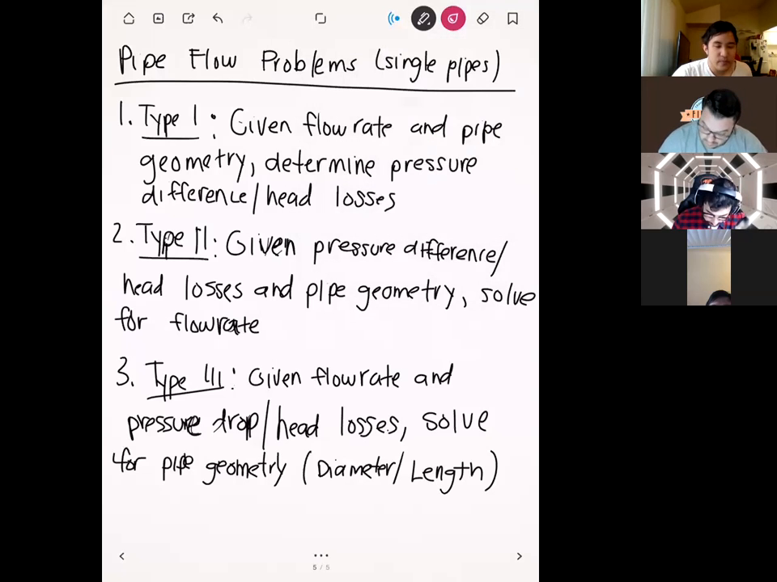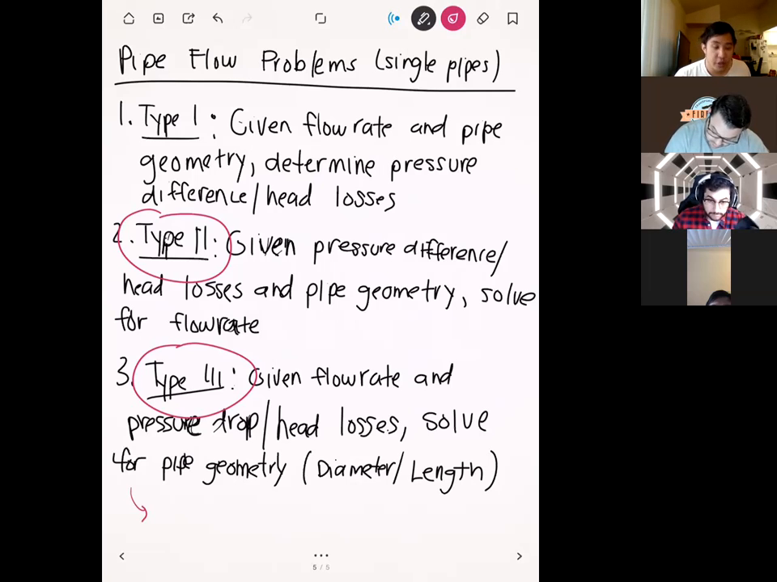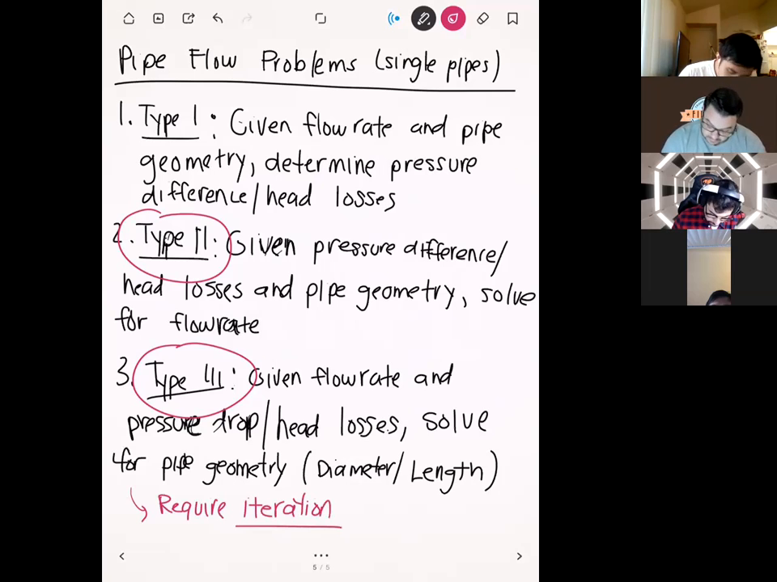Normally when we do problems in this class, we don't really classify the problems like this, so this is kind of unique. But the reason we do this is because type 2 and type 3 problems are solved a little bit differently than type 1. And the reason for that is these often require iteration.